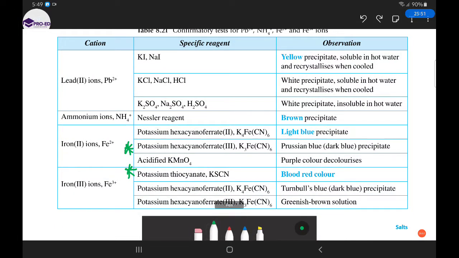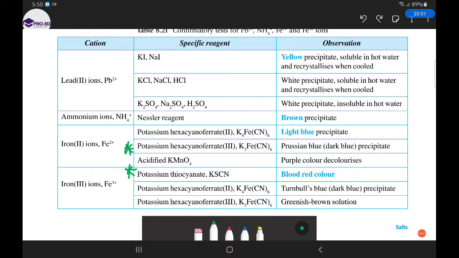Again, we have lead(II) ions. You could add any iodide solution like potassium iodide or sodium iodide, and it'll form a yellow precipitate of lead iodide. Now the beauty of this lead iodide is that you can double check it, because this yellow precipitate is always soluble in hot water. That means you heat it up and it becomes a solution. You cool it down, it'll recrystallize and form salt crystals. Then you heat it up again, it will dissolve. Cool it down, again it'll recrystallize. That is why I would say the iodide is the best test.